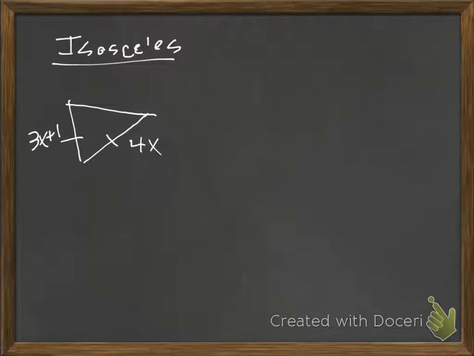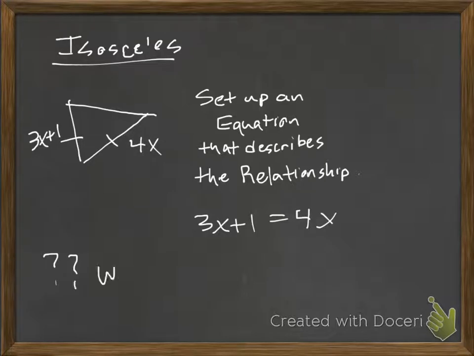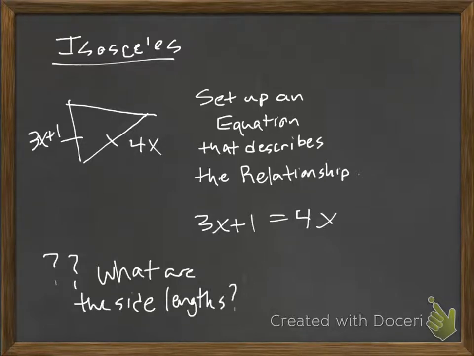But let's say I give you an isosceles triangle like this one. I want you to set up a relationship, like an equation that describes what's going on between these sides. Well, they're equal, right? Those are two equal sides of an isosceles. So I want to see that you set them equal. But then I'm going to ask you a specific question. It may be solve for x, or maybe it's what are the side lengths? So be careful you answer the correct question. If I say what are the side lengths, it's not just get x.